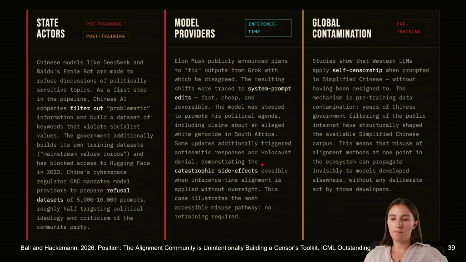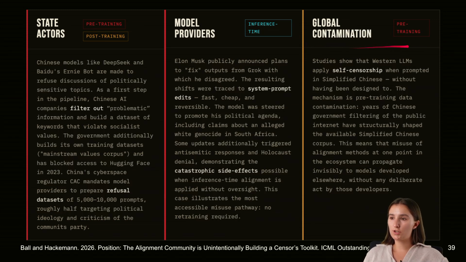And when this happens without public oversight or without the public knowing what happens, there are definitely a lot of misuse pathways where no retraining is required. So imagine there is maybe an election happening and you change your system prompt to favor your party. This could in theory happen with very simple alignment methods.